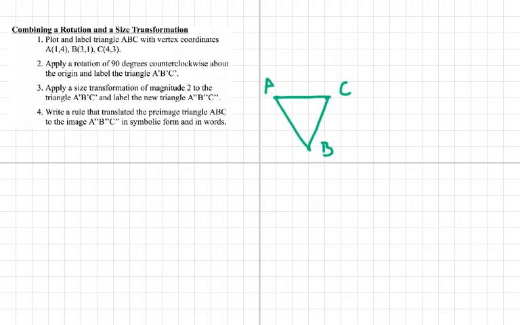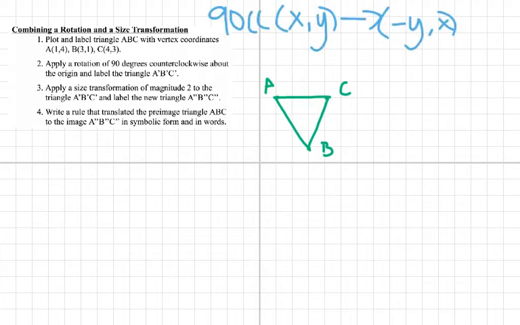And number 2 says apply a rotation of 90 degrees counterclockwise about the origin and label the triangle. So I want you to make sure that you know what the rule is for 90 degrees counterclockwise. So go ahead and write it or look it up. Okay, so for 90 degrees counterclockwise, use the rule negative y comma x. So I want you to go ahead and do that to the points A, B, and C and graph them.